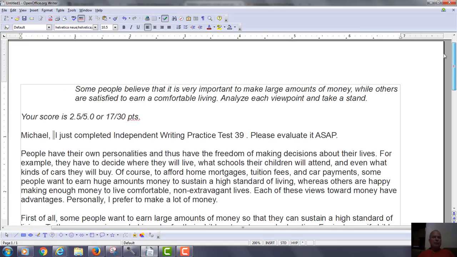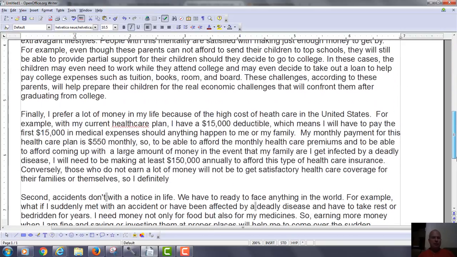And I'm going to end by restating what it says here. It's important to make large amounts of money, right? To make my purpose very clear.